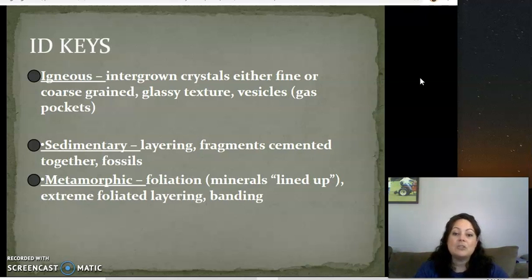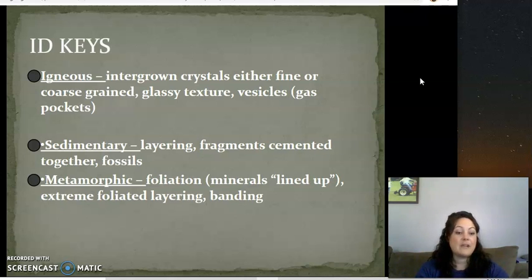Those ID keys that you're looking for. So when you're given a rock and you're asked to identify what is this type of rock, well, you have your reference sheet to use, but you have to know which one of those sheets to use. So you need to be able to identify, is it igneous? Does it have crystals? Does it have gas pockets? Then it's an igneous, and then you would go from there.